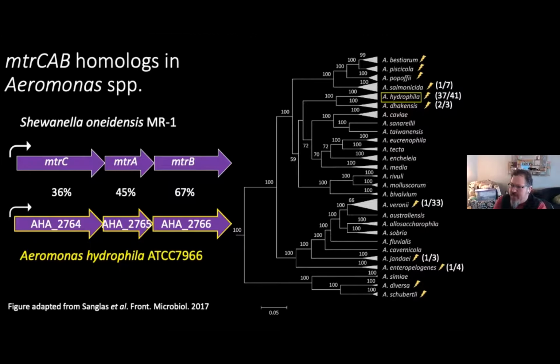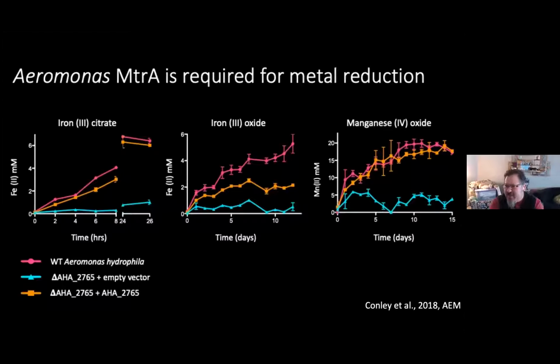out in the environment. So let me show you a little bit of data to demonstrate that at least one of these genes is essential for the process of iron reduction. It's one thing to gaze at genomes and make predictions about what things might be doing, but it's always nice to demonstrate that the pathway really is required for the process you think it's involved in. So what I'm showing you here are metal reduction curves looking at iron citrate, a chelated form of iron 3, iron oxide in the middle, and manganese oxide on the right, where we quantify over time either iron 2 production or manganese 2 production.